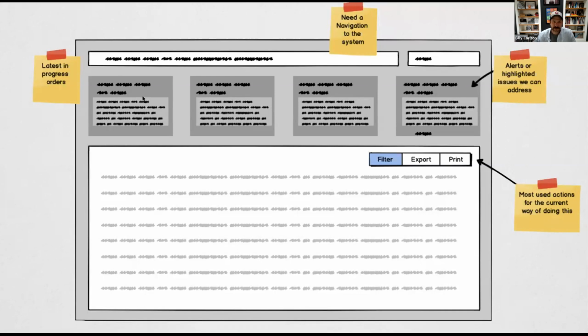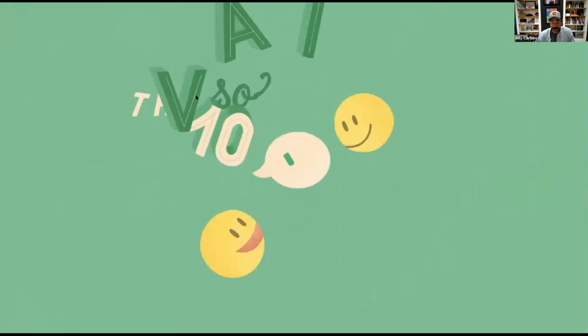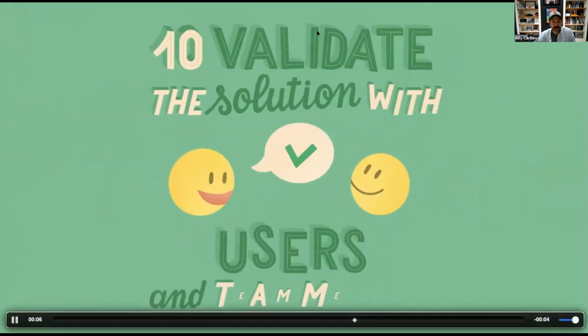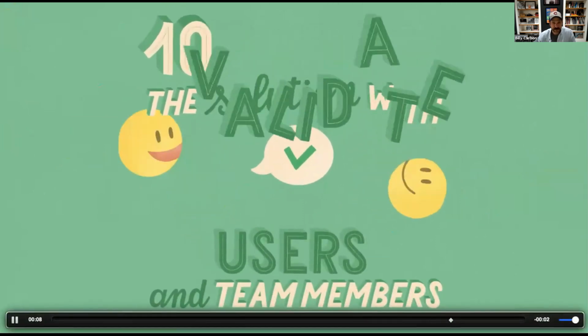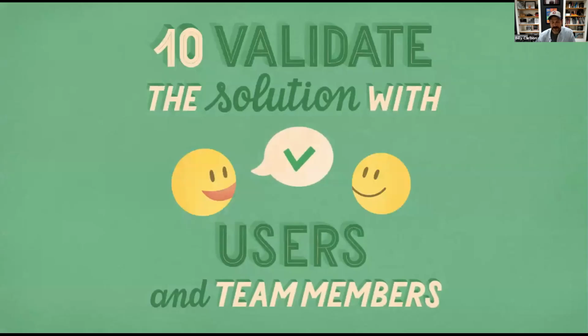We talked about the possibility of having progress reports above the table. All those things you can really quickly sketch out and then share it. So one of our principles, at Balsamiq, the education team created something called the 10 Principles of Effective User Interface Wireframes. And we made these cool animations. And the 10th, the final principle is to always validate your solution with users and team members.